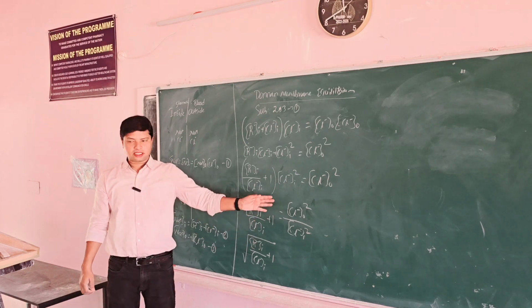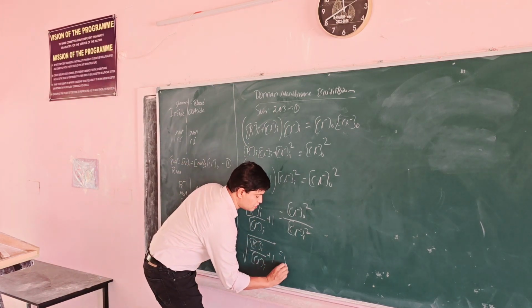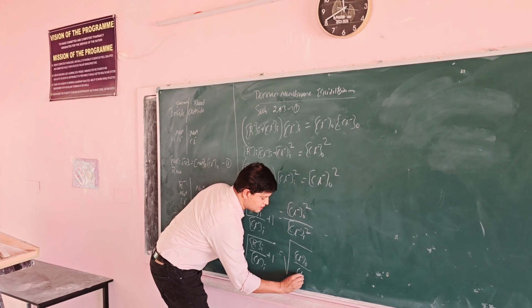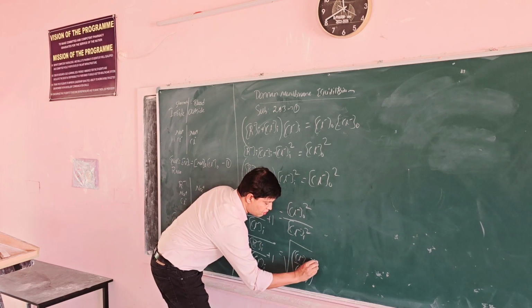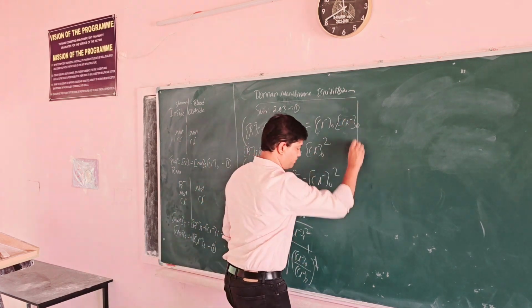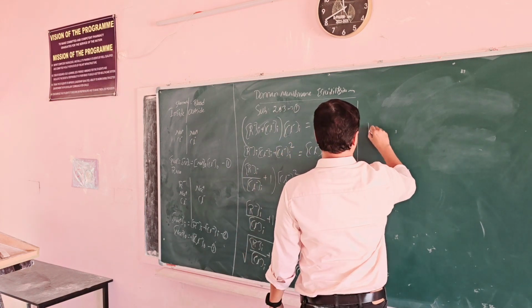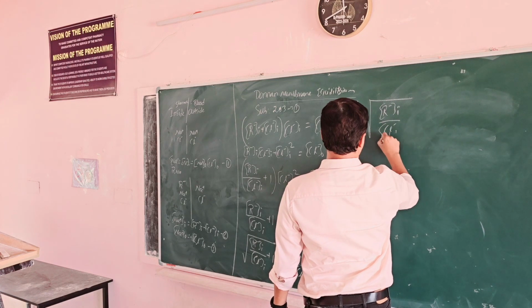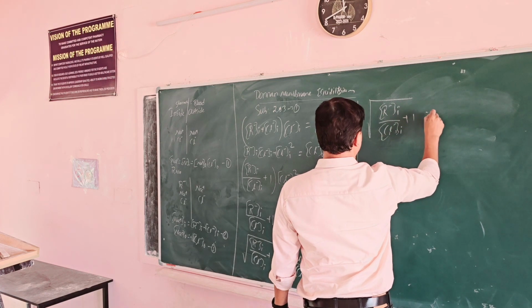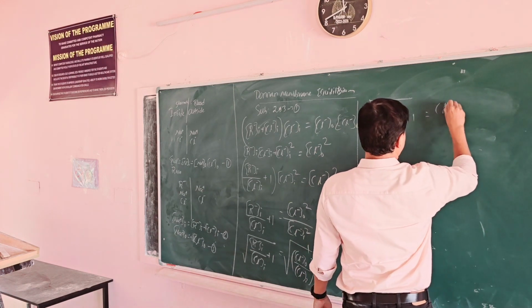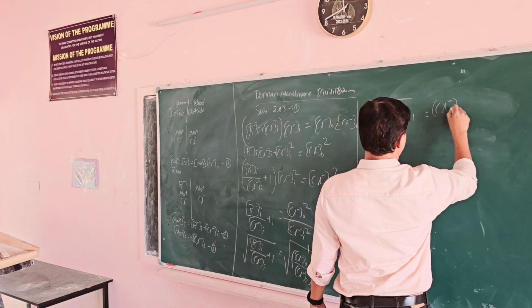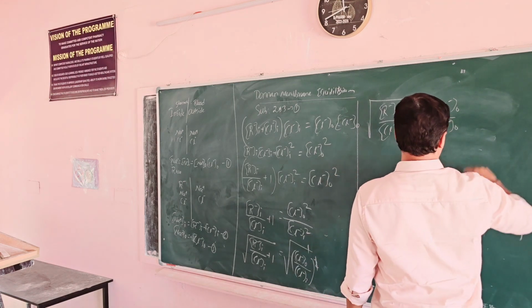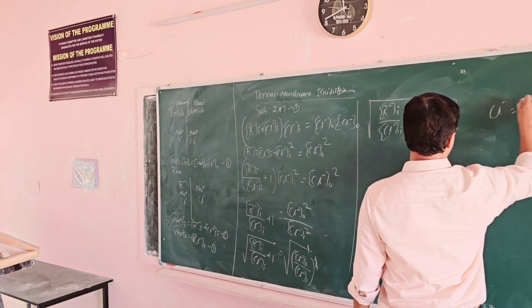Take the square root on both sides: square root of R minus over Cl minus inside equals square root of (Cl minus outside divided by Cl minus inside) whole square. The square gets cancelled. So the answer is: square root of R minus inside by Cl minus inside plus 1 is equal to Cl minus outside by Cl minus inside.